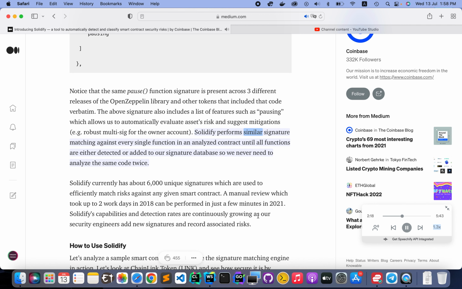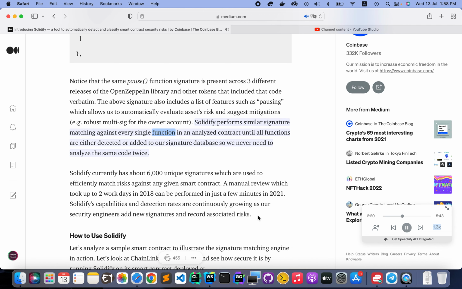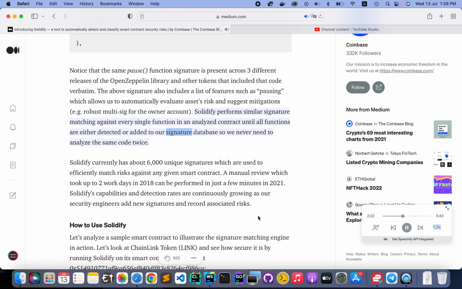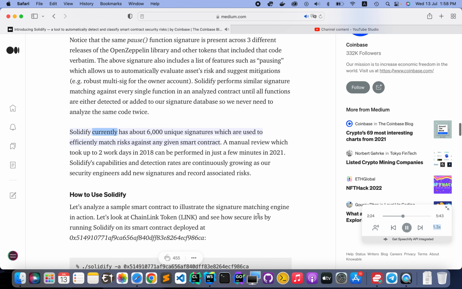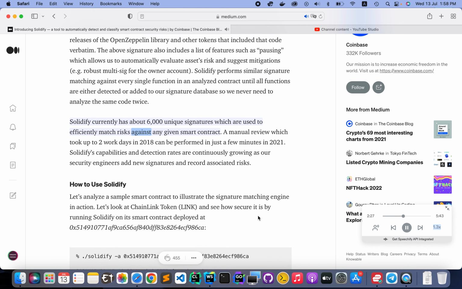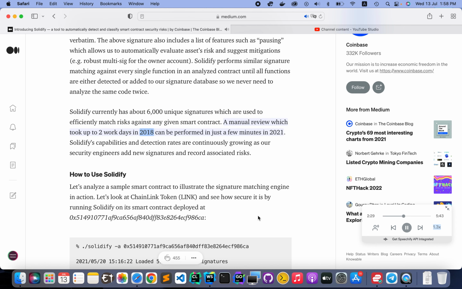Solidify performs similar signature matching against every single function in an analyzed contract until all functions are either detected or added to our signature database, so we never need to analyze the same code twice. Solidify currently has about 6,000 unique signatures which are used to efficiently match risks against any given smart contract. A manual review which took up to 2 work days in 2018 can be performed in just a few minutes in 2021.